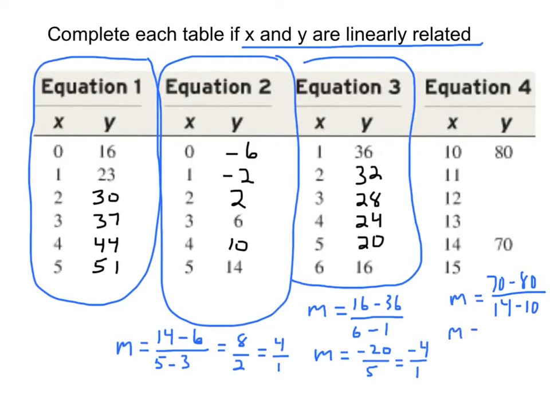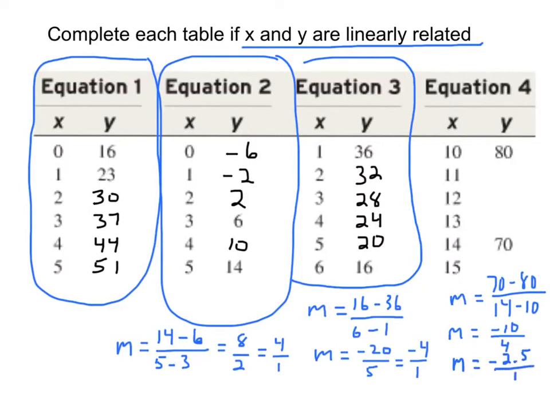That comes out to be -10 divided by 4. Now I'd really like the denominator to be 1, so I'm going to divide the top and bottom by 4. So it's -2.5 over 1.